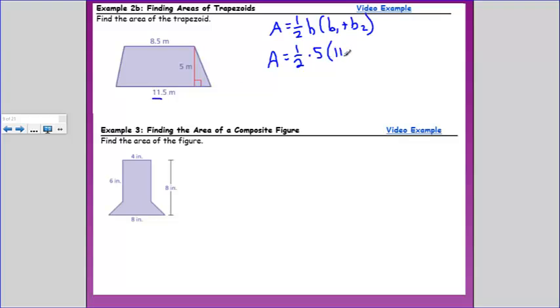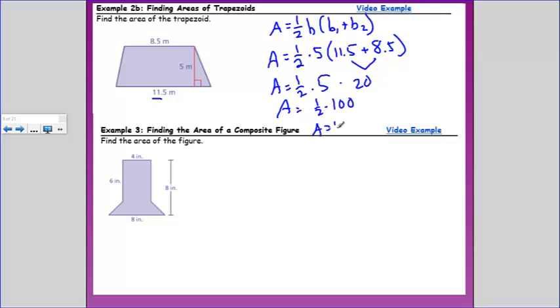That's 11.5. Base 2 is up top. That's 8.5. Order of operations, do this first. That would give 20. How nice. I'll show all my steps. And now I can go in any order I want. It seems easy to do 5 times 20, and then 1/2 of that would give us 50. And notice these units are meters, so meters squared.